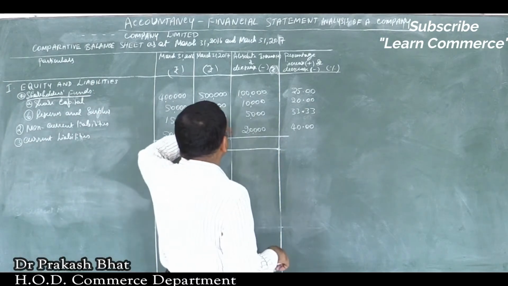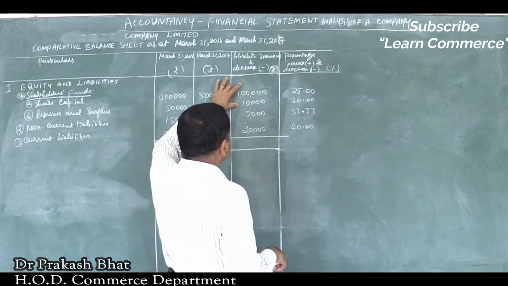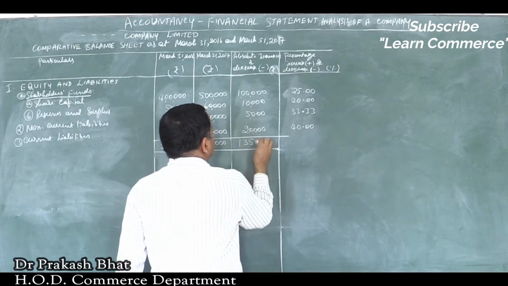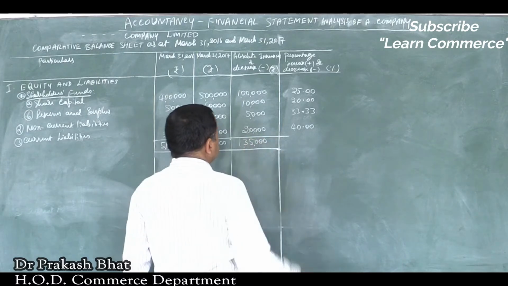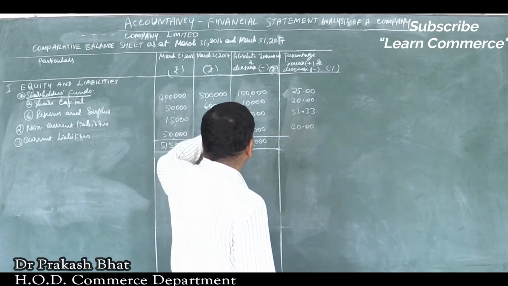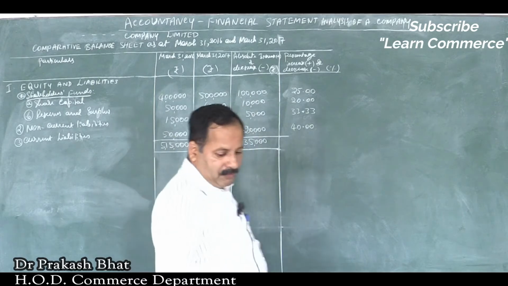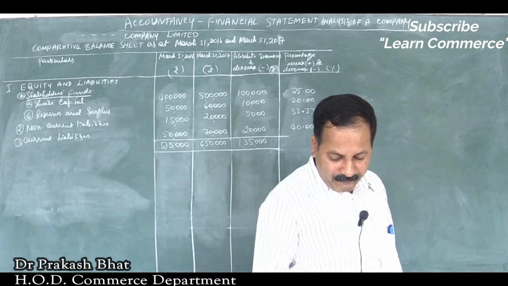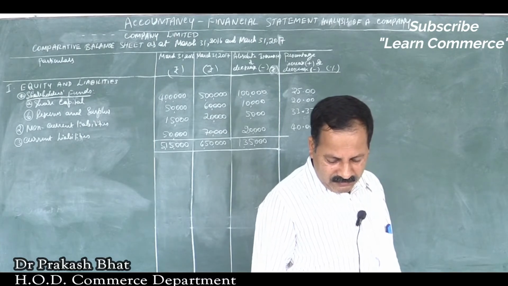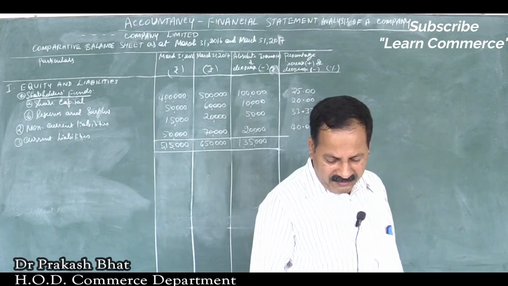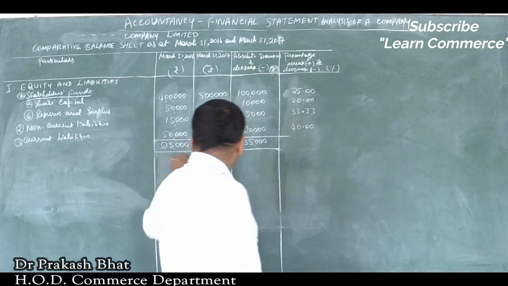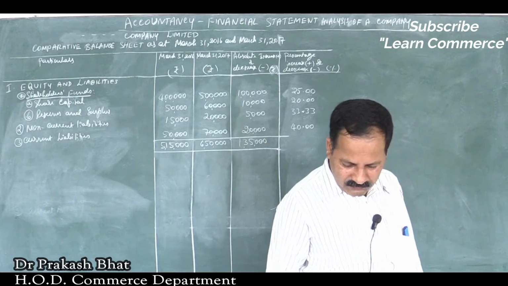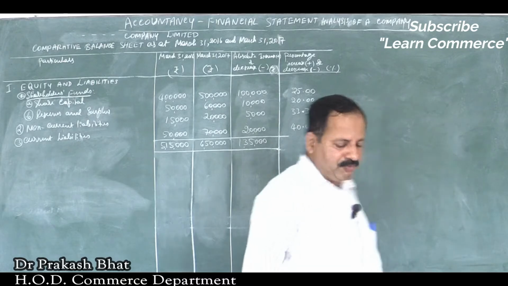Then what is the difference? Difference is 1,35,000. Now calculate the percentage. 1,35,000 into 100 divided by 5,15,000, isn't it? 26.21%.